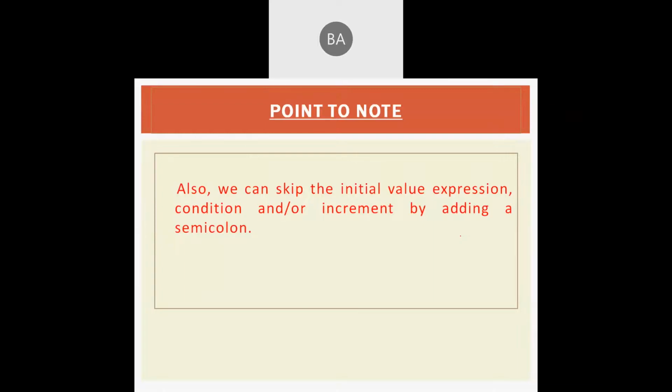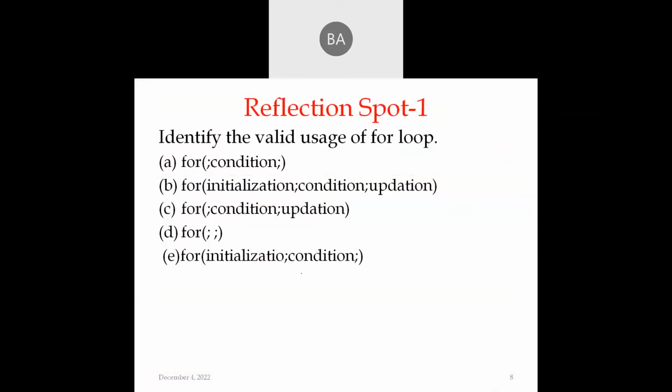The point to note here is that in this for loop we can skip the initial value expression, condition, and increment by adding a semicolon. We can skip all the three parts and simply write a semicolon like this in a for loop. So there is no initialization, no condition, no incrementation or decrementation statement. It is also a valid statement, but the body may be executed infinite times. So if the condition is not properly there, it may lead to an infinite loop.